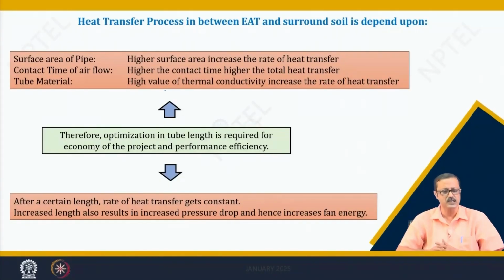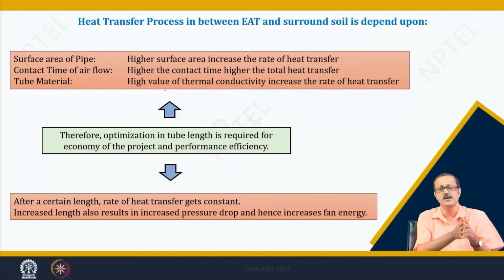In the first box, whatever I have written is that if the surface area of the pipe is higher, it will increase the heat transfer rate, and the contact time and airflow, if higher, will definitely give higher transfer. The tube material has to be highly thermally conductive to increase the heat transfer. Therefore, we have to optimize the tube length, so that it gives me economy and also some kind of efficiency of the system.